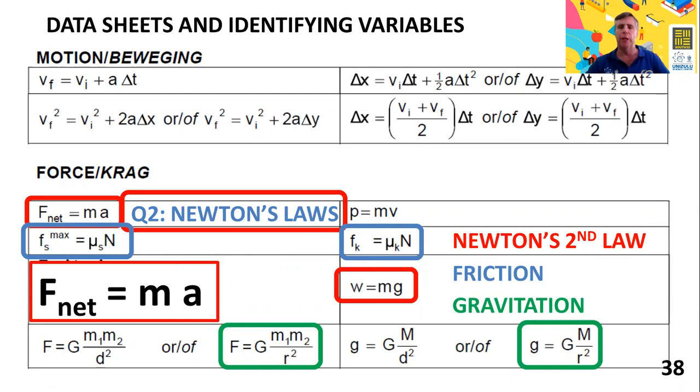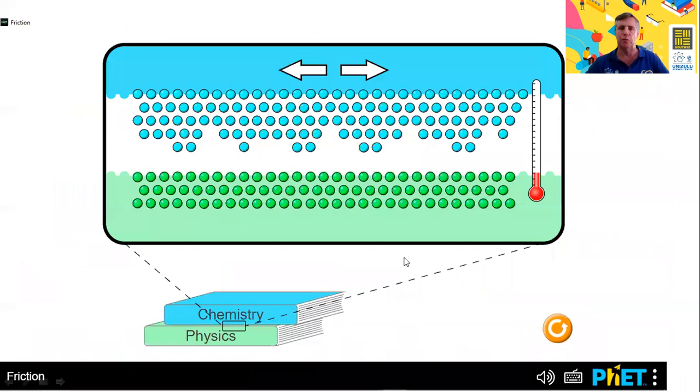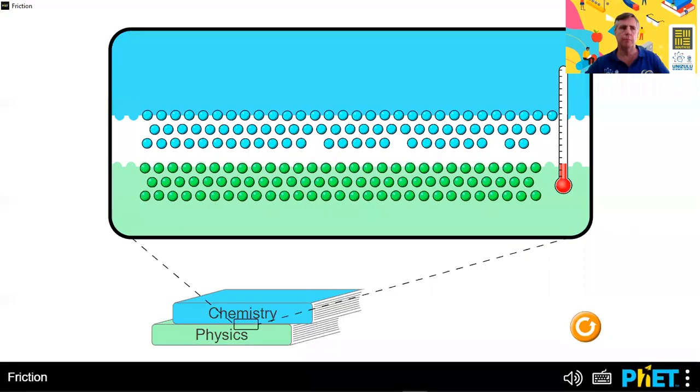But as usual, before we get to the equations, let's make sure we understand what friction is. And we'll use the simulation from PHET. Here you can see a chemistry book on top of a physics book, and there's some friction between them. And when chemistry and physics gets together, there's normally a bit of friction.